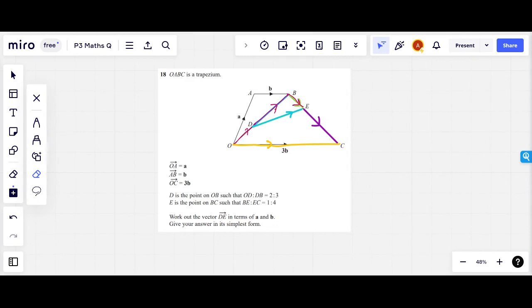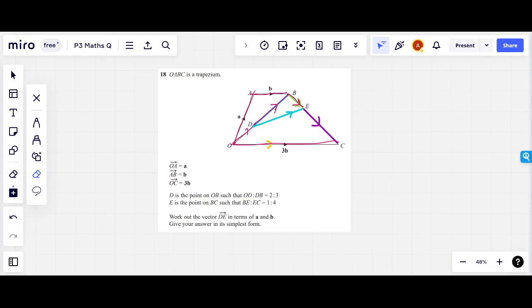Okay, so let's go. I'm not going to read out the question because you can read. You have a brain. You can read it out yourself. But basically, it gives us information about OA, which is this vector here. It gives information about AB as well, which is good. Then it gives us some more stuff about OC. So OC is obviously this vector here, and it's told us about some ratios.